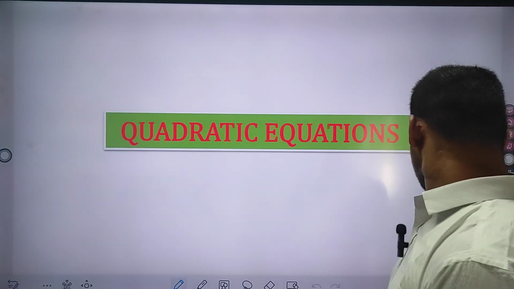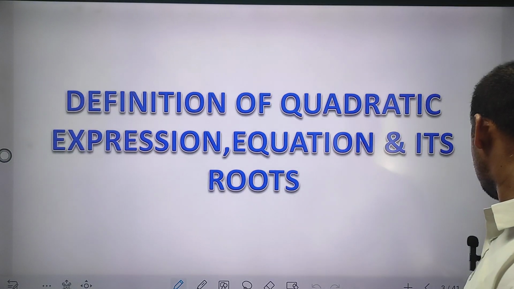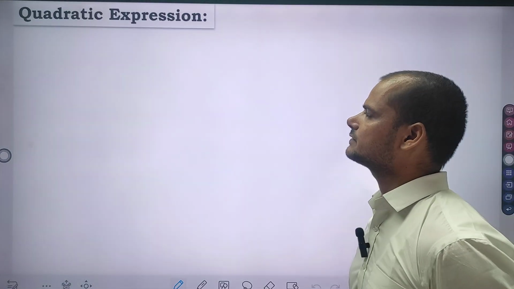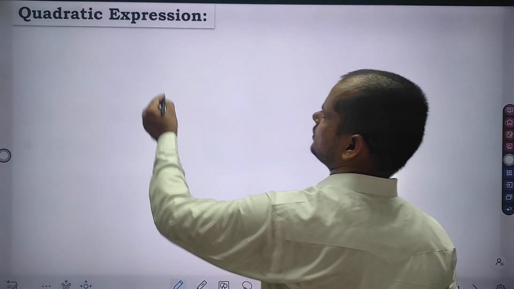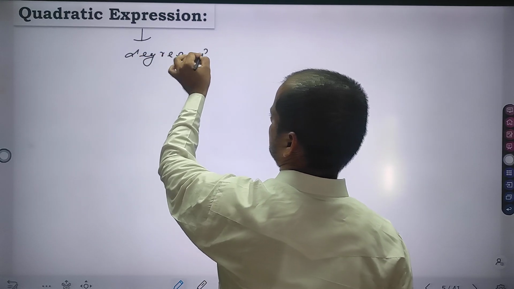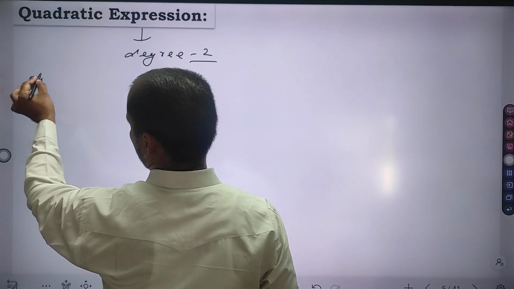So let's see some definition of quadratic expression, and definition of quadratic equation and its roots. First of all, we will see the quadratic expression. What is the quadratic expression? It means quadratic polynomial, and quadratic polynomial means degree 2. And what is the polynomial? So let's see the definition of polynomial.